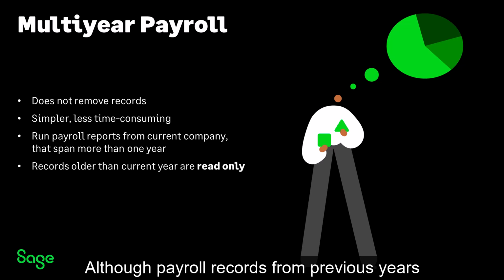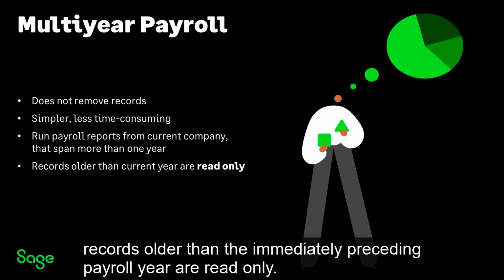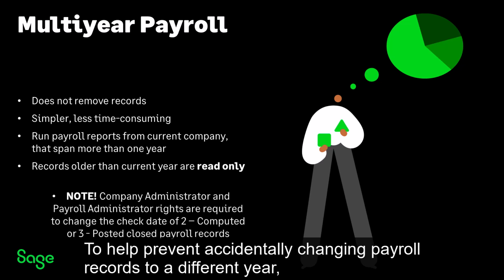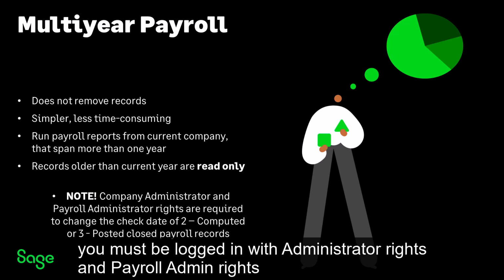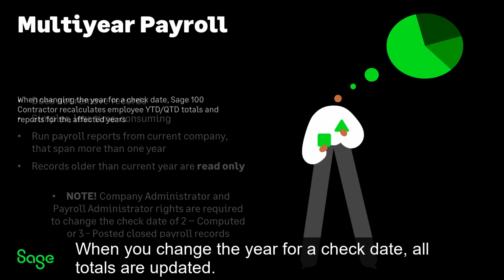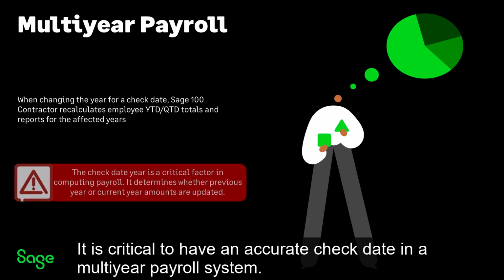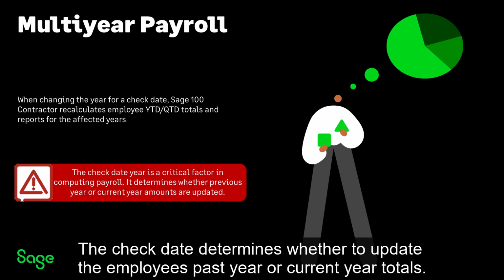Although payroll records from previous years can now coexist in your database with current payroll, records older than the immediately preceding payroll year are read-only. To help prevent accidentally changing payroll records to a different year, you must be logged in with administrator rights and payroll admin rights to change the year of a payroll record. When you change the year for check date, all totals are updated. It is critical to have an accurate check date in a multi-year payroll system. The check date determines whether to update the employee's past year or current year totals.